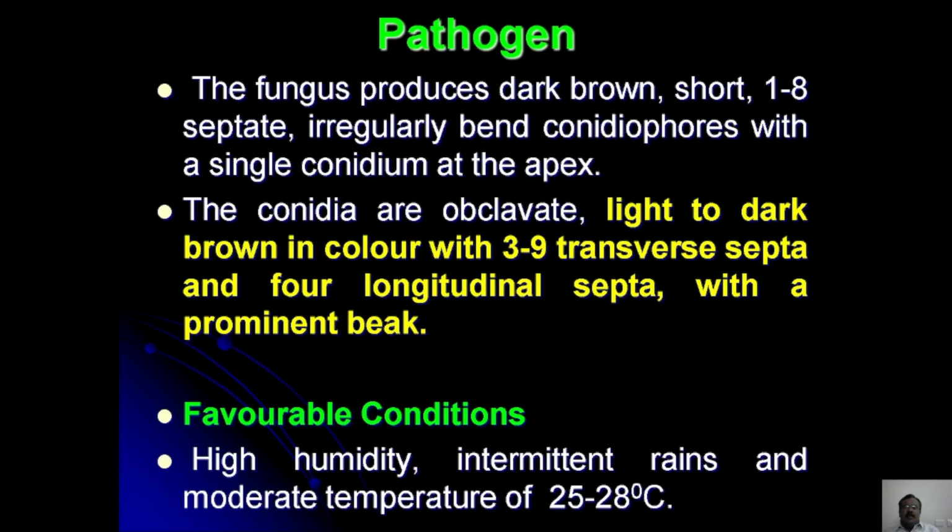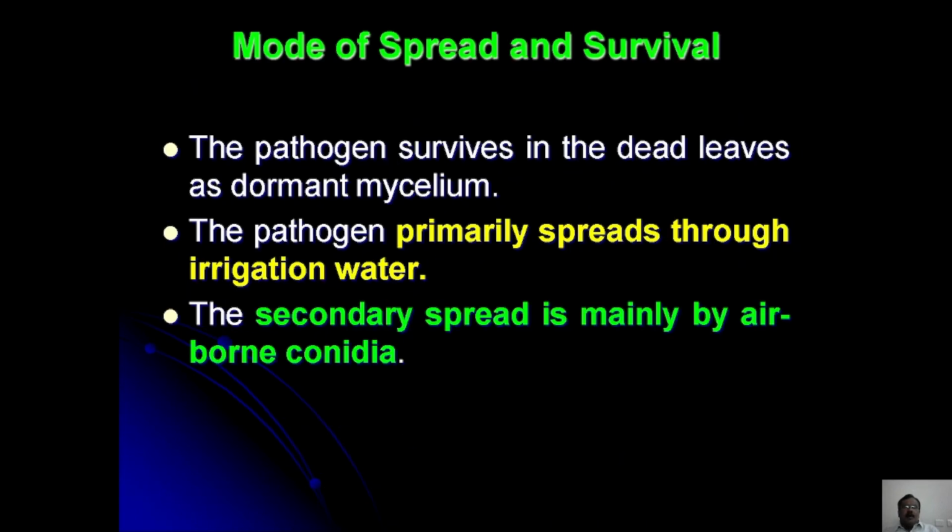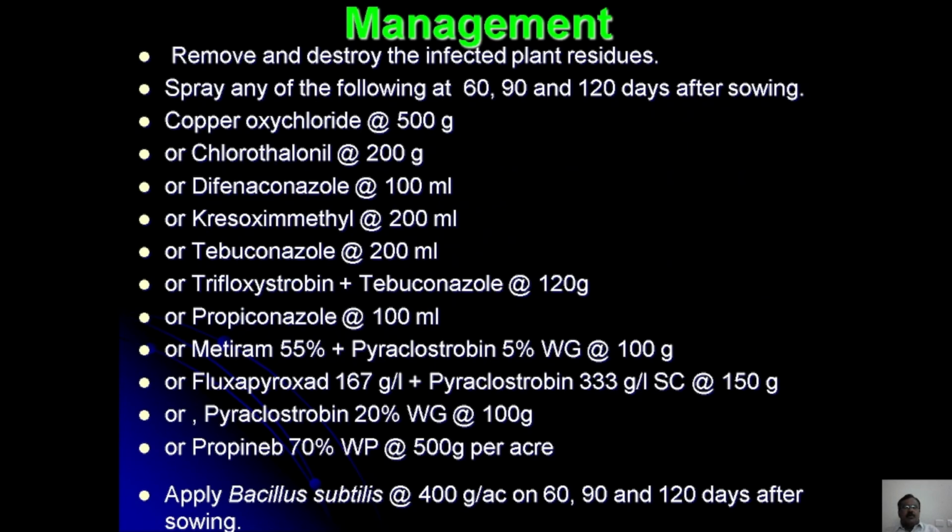High humidity, intermittent rainfall, and moderate temperature of 25 to 28 degrees are favorable for the development of disease. The pathogen survives in the infected debris as a dormant mycelium, and primarily it spreads through the irrigation water, and the secondary spread is mainly through the air.